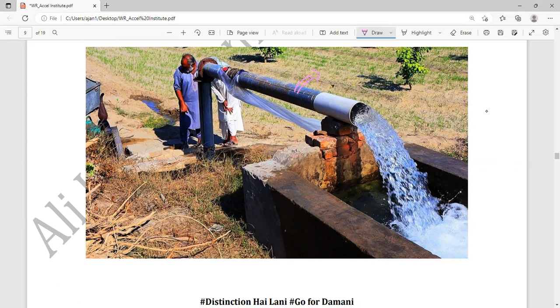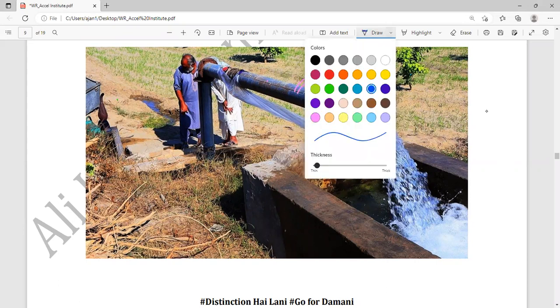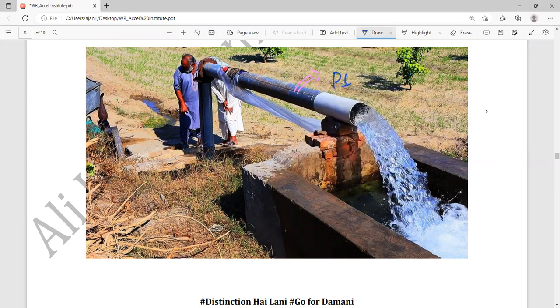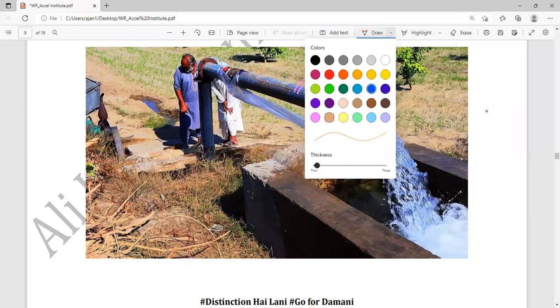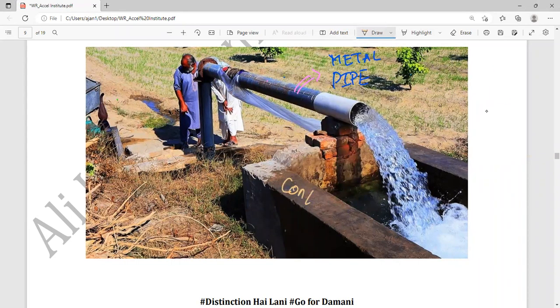Probably underground. Yes, it's coming from underground. This is your pipe. It's a metal pipe. This is what you can call a container for the water, and this container leads to the field actually.